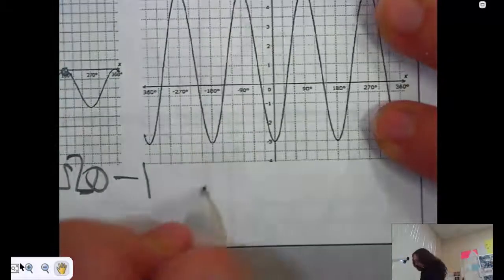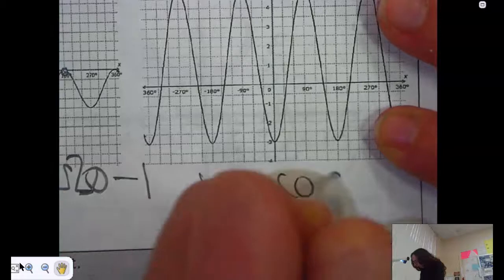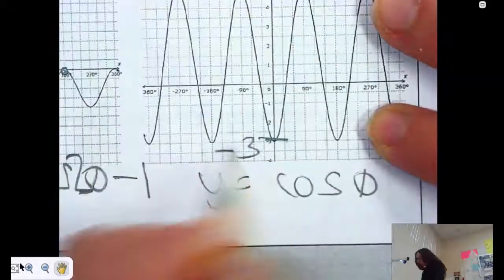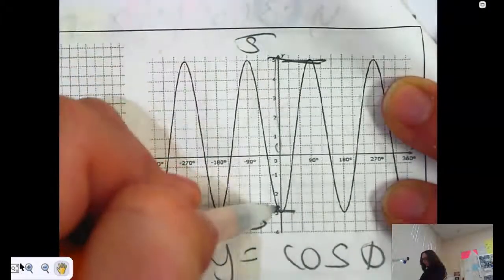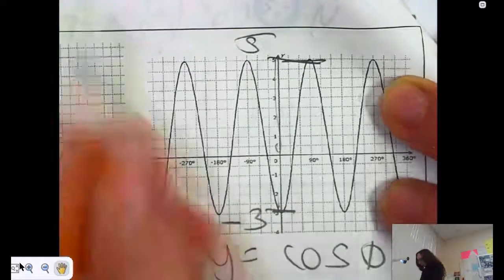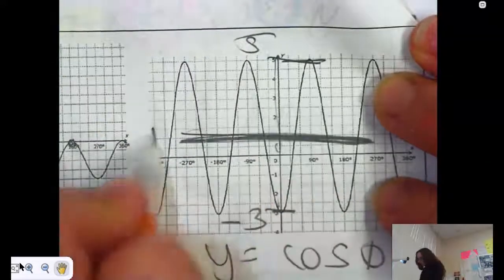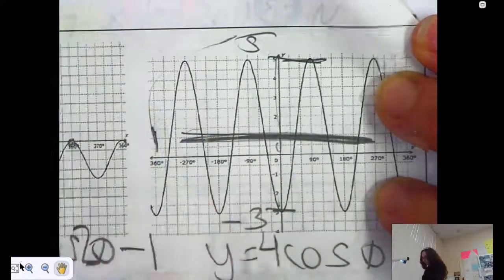Let's try one more, and then we'll be done with this section. So I see degrees. I like that. The top is at 5, and the bottom is at -3. The total distance is 5 plus 3, which is 8, but it's top to middle, so that means the middle is right here at 1. That's the distance of 4.